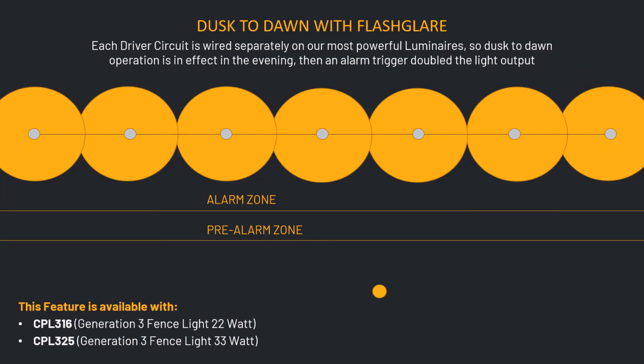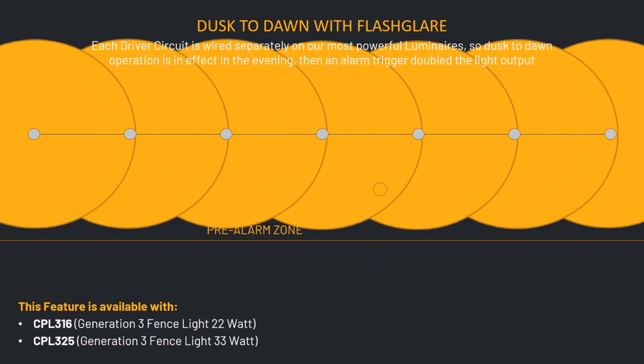Now, one of the more advanced capabilities of our system is in our Generation 3 22 watt and 33 watt luminaires, allowing each drive bank to be wired separately and independently of each other, effectively allowing you to create a dusk to dawn feature that's standard. As the sun goes down, you're going to have lights on your perimeter, and then during an intrusion alarm, you're able to double the light output by turning the other drive bank on through the flash glare or alarm or pre-alarm zone trigger. So this gives you the best of both worlds.